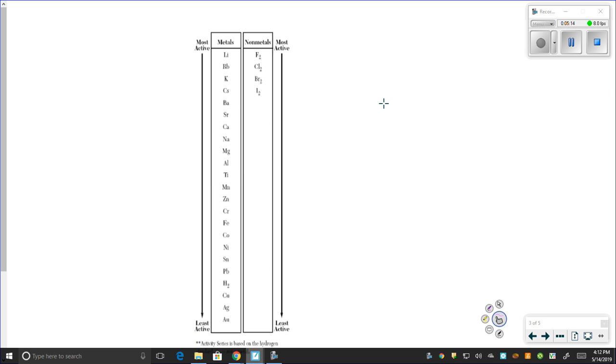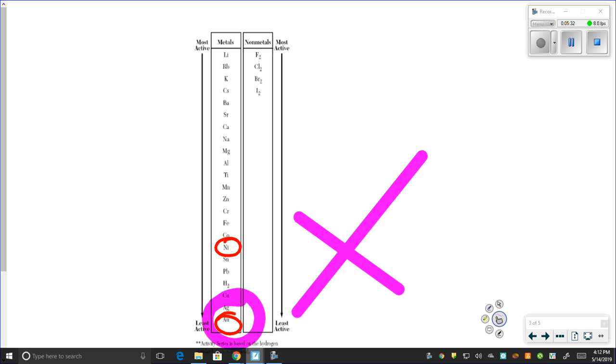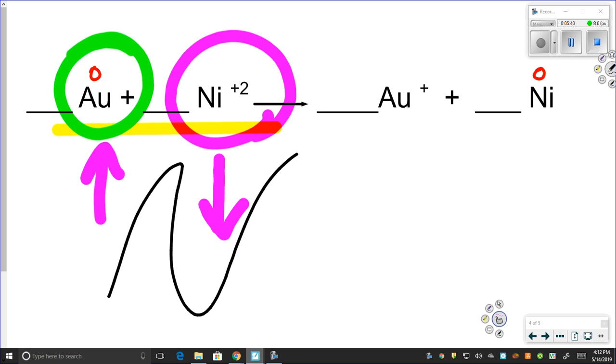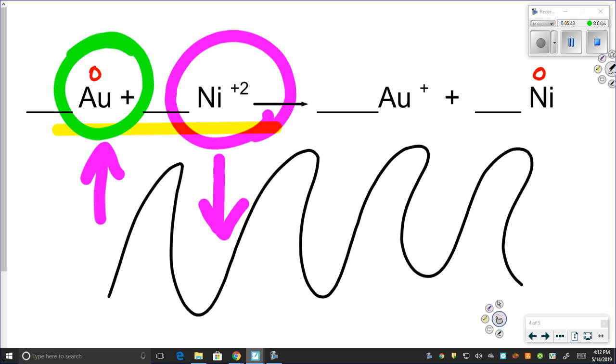So we're going to find our gold. Gold is all the way down here at the bottom. Nickel is right here. So we needed our gold to be higher. That means this reaction is not going to happen. We come back here. We won't be doing any work to show this being balanced because we can't, because this reaction doesn't happen. The nickel is more reactive than the gold, which means the gold is not strong enough to kick our nickel out of this reaction.